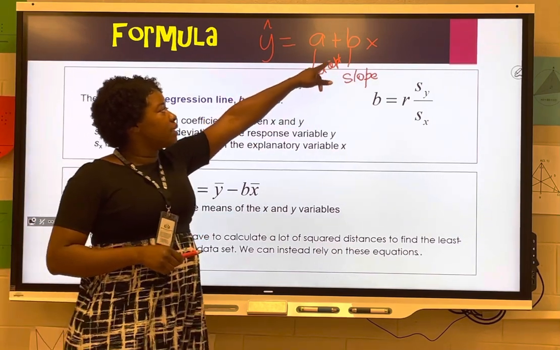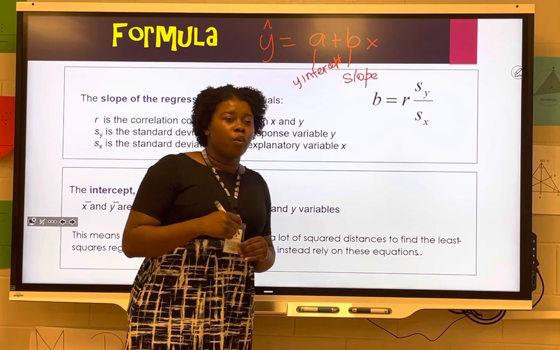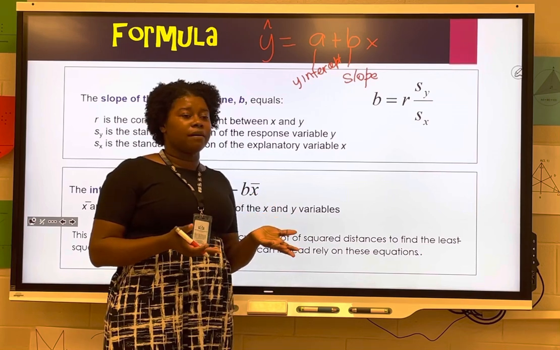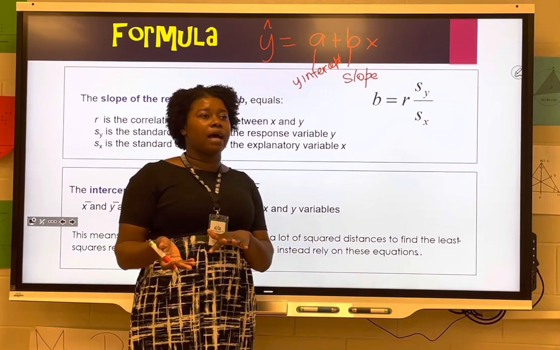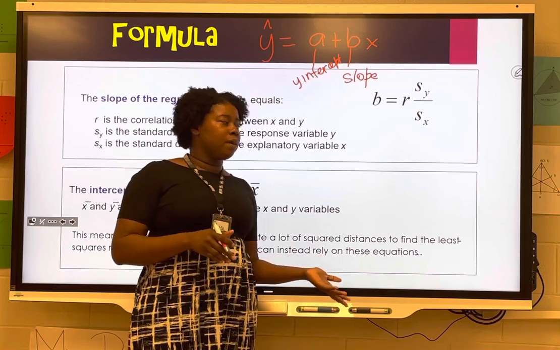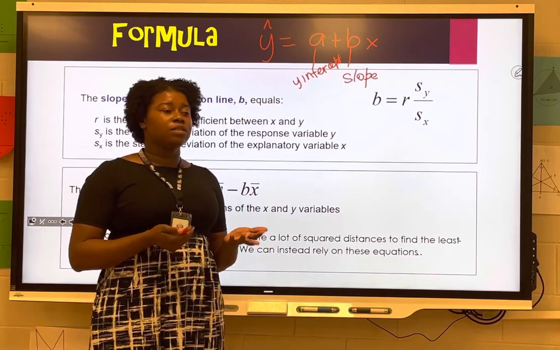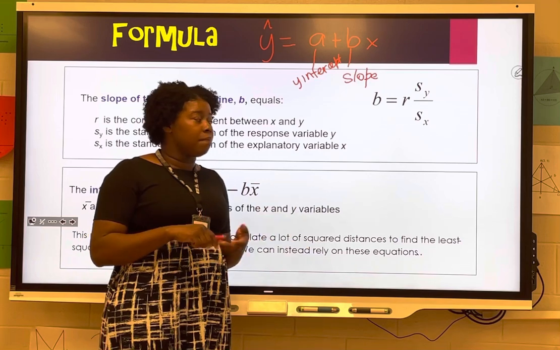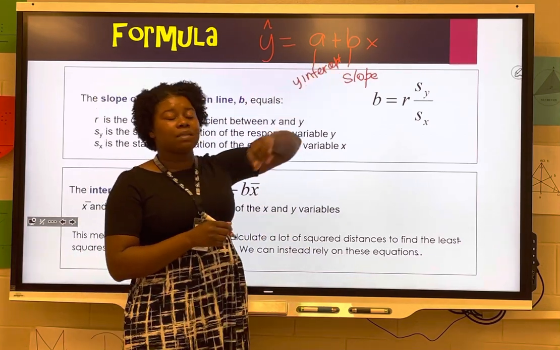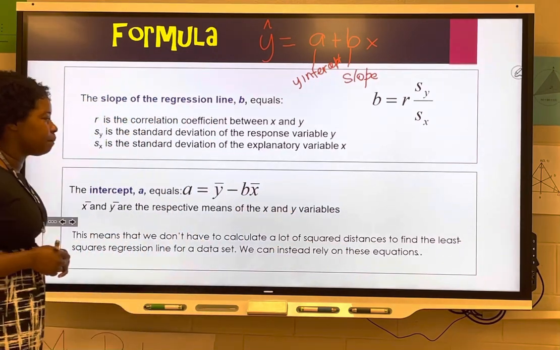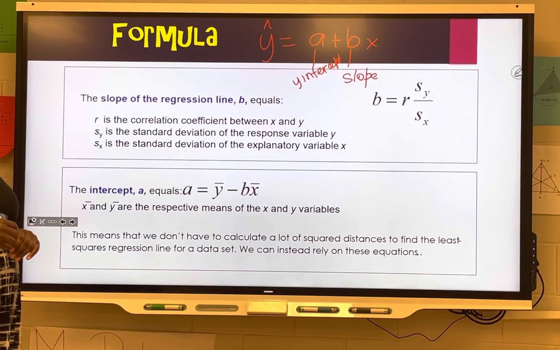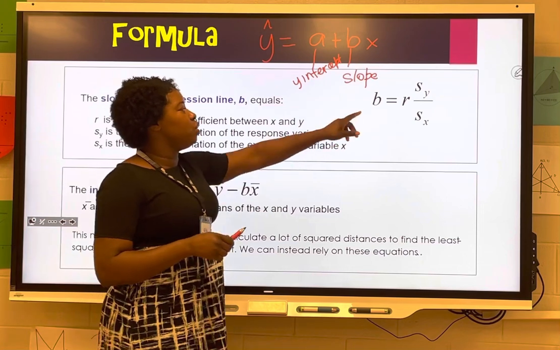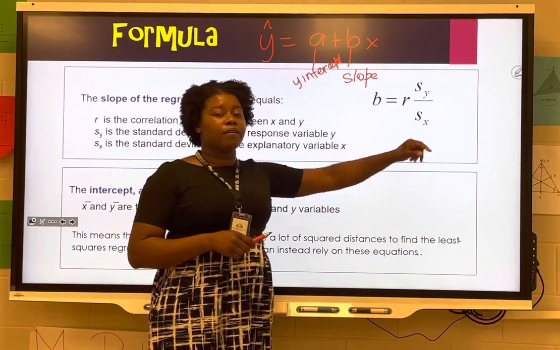So we want to know what is the value of A, what is the value of B. We do this because sometimes we're not given the graph, but we're given critical points of the graph in order for us to find the value of A and B. In previous classes, we used Desmos graphing to graph the equation to tell us the value of A and B, or M and B, and we put it in the form y equals mx plus b. But for this one, we are going to use actual formulas to find the value of B and the value of A. So to find your slope, we use b is equal to r sy over sx.